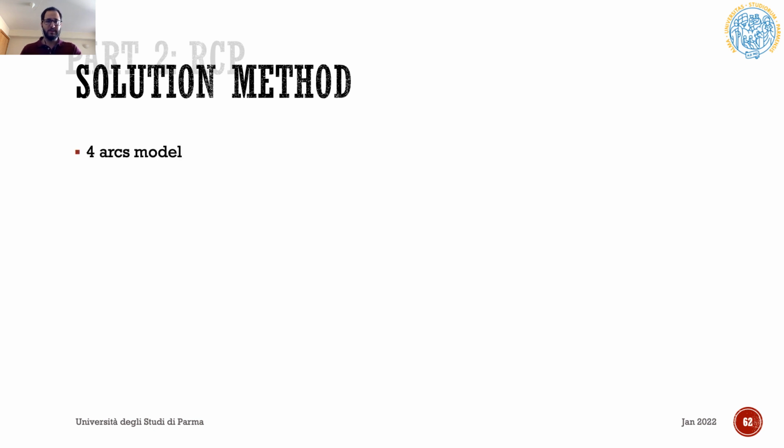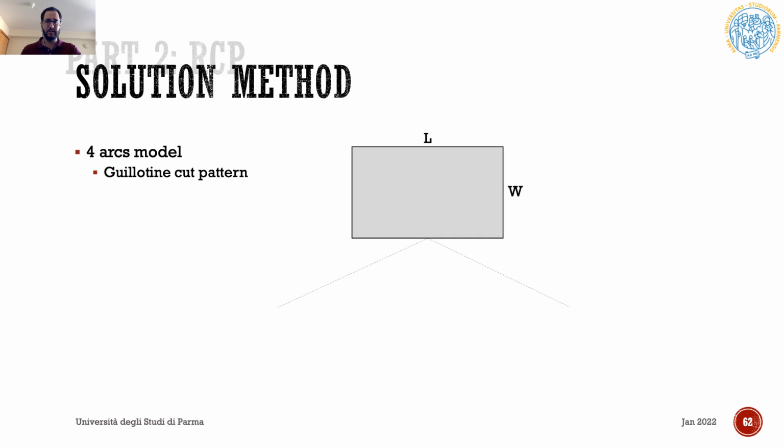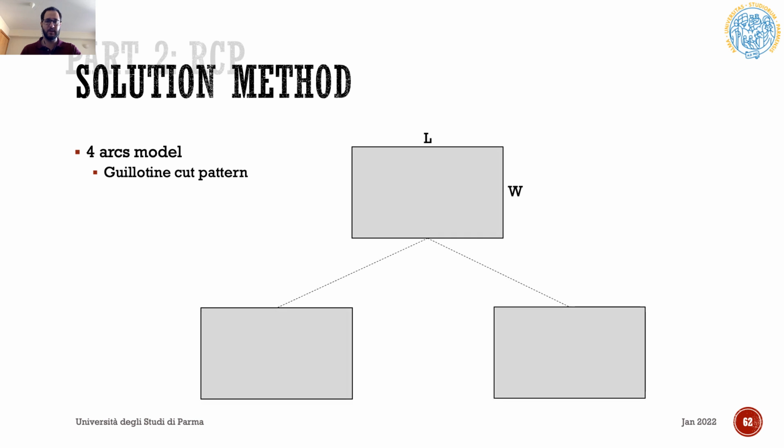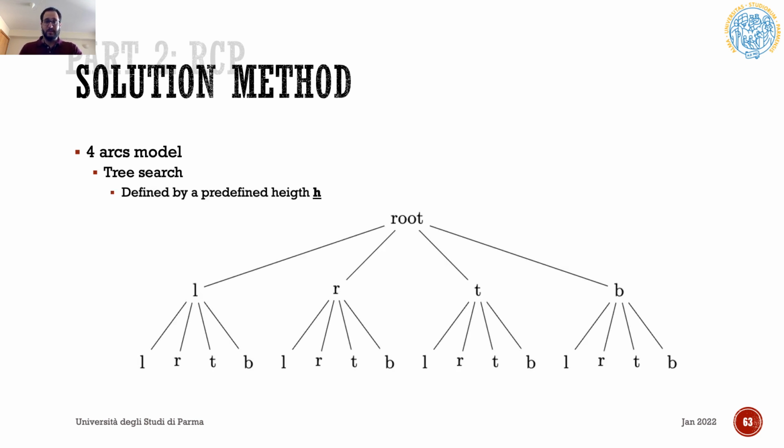When it comes to guillotine cuts, we propose an extension from the 5-arcs model. The idea is similar, however, we cut a plate in at most 4 pieces. This is done by considering 2 possibilities for cutting it vertically, then creating the pieces left and right, or horizontally, then creating top and bottom pieces, right? The tree is similar, however, each node has only 4 children.